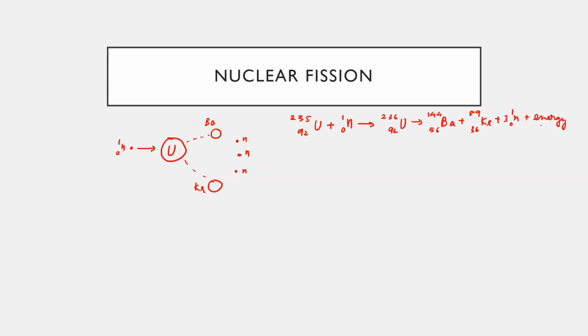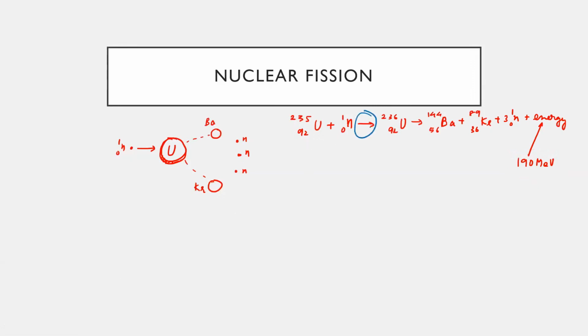Now this energy is important, because one fission reaction releases around 190 mega electron volt. You need to know only that. So when one uranium nucleus splits, it gives that much energy. And you should know where this energy is coming from.